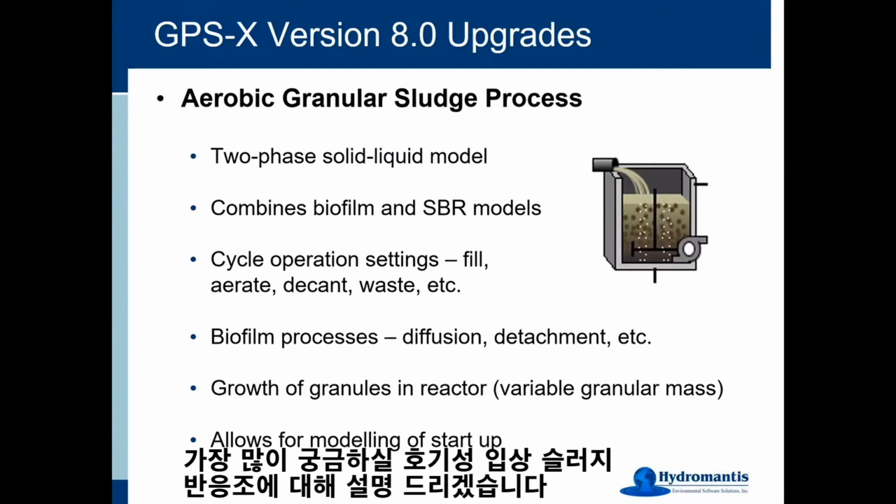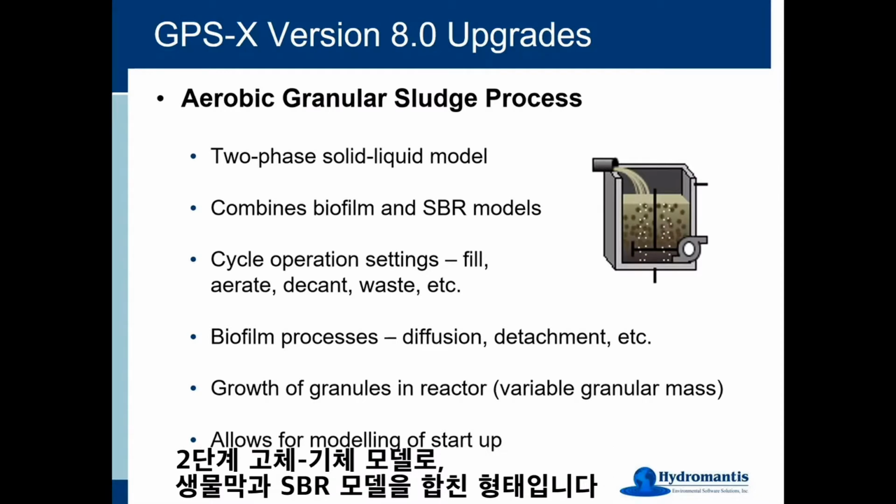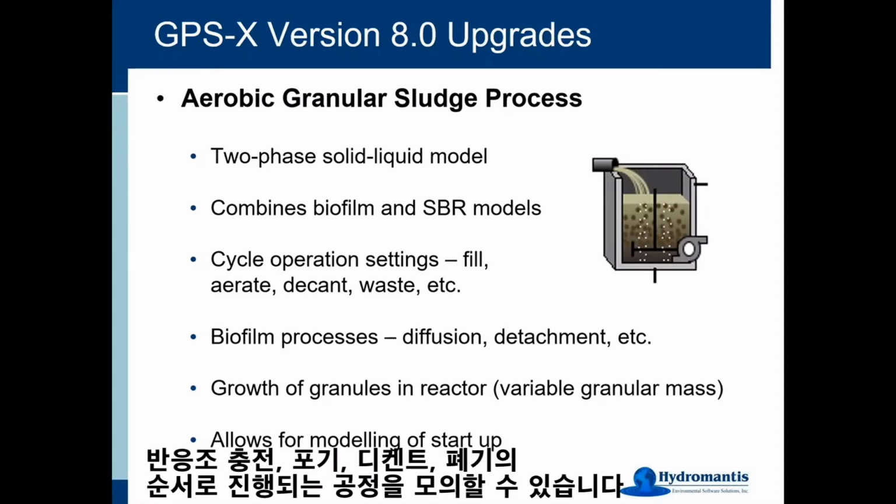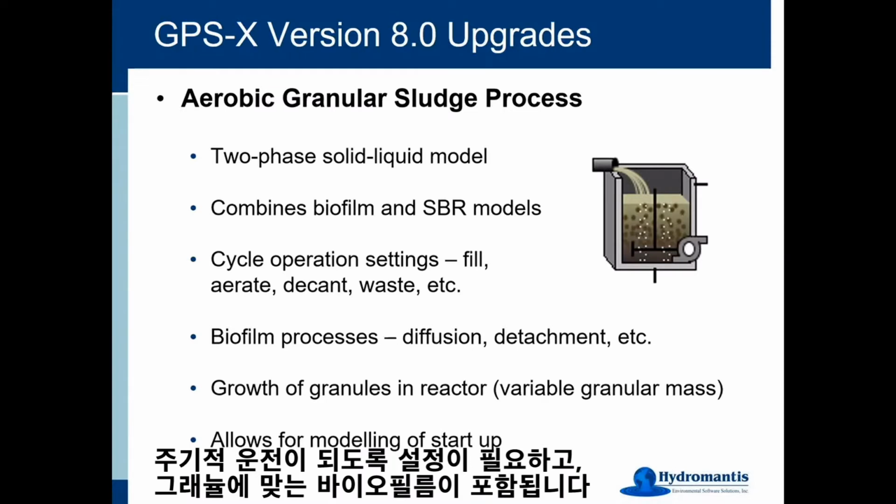Let's talk about the one that we probably had the most requests for, which is the aerobic granular sludge process. This is a 2-phase solid liquid model that combines the best of what we do with our biofilm models with the way that we operate our SBR models. This allows you to model it like the Narita system, where you fill and aerate, then have anoxic times, then let it settle, and then you decant. So it needs cyclical operation settings.